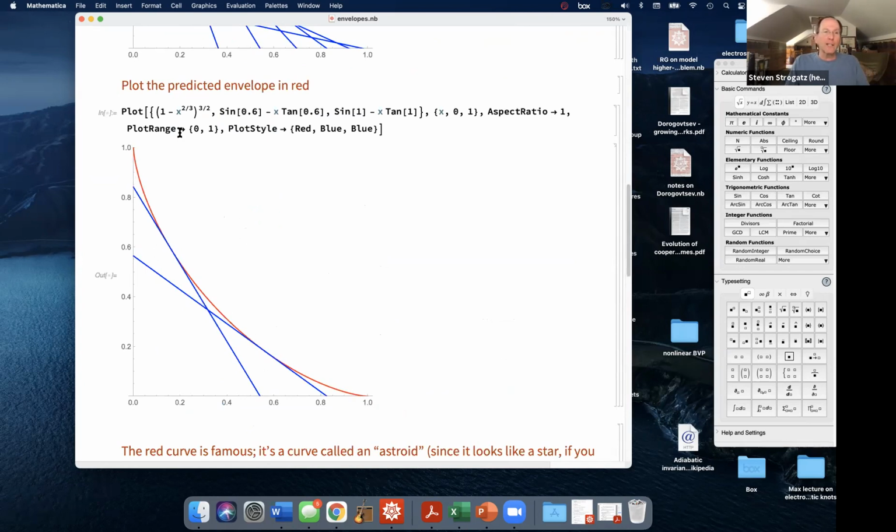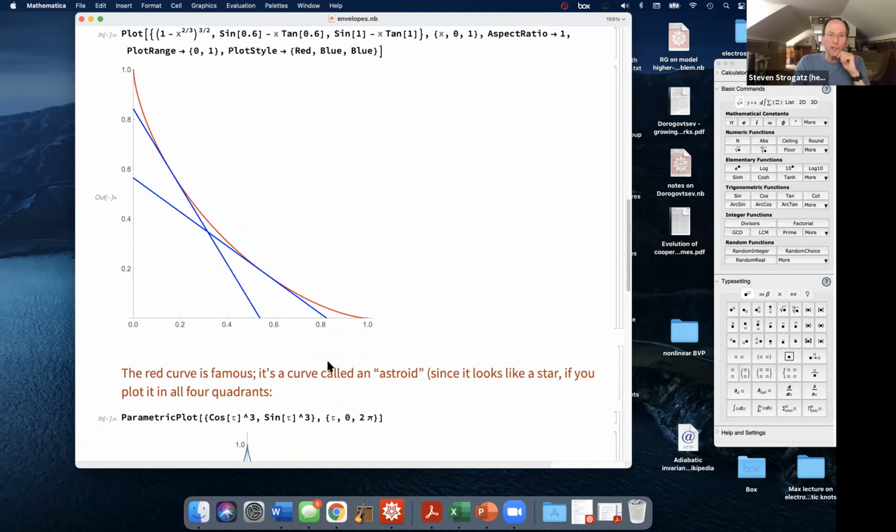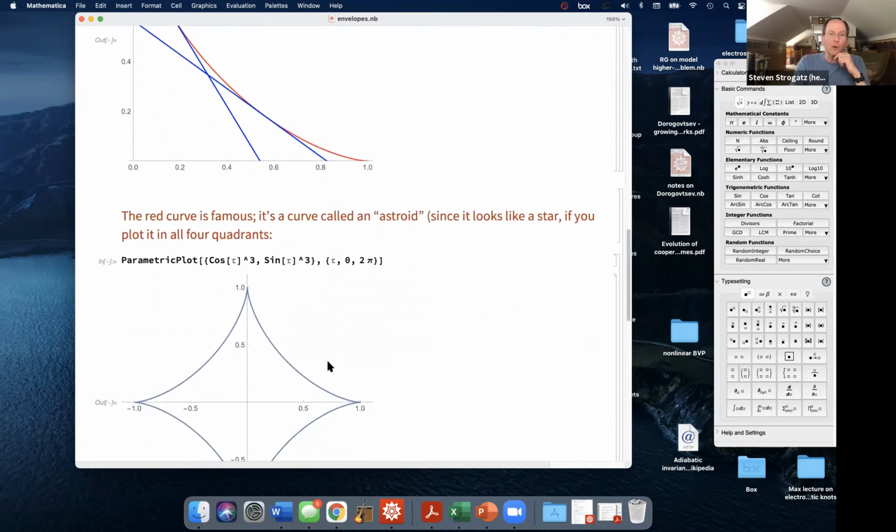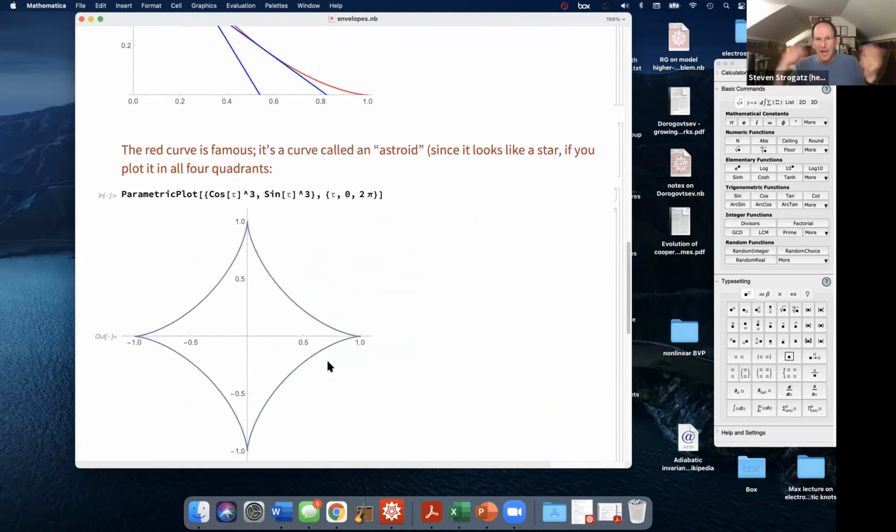And that curve is defined by this equation: y is equal to (1 minus x to the 2/3) all to the 3/2. It turns out, we'll see that in a minute, and that ends up giving you the envelope. It's actually a famous curve. It's called an asteroid because if you graph it in all four quadrants, it looks like a star. So the word aster, like star, or disaster for bad stars, or astronomy. Anyway, that root, astro for star, this curve is an asteroid.